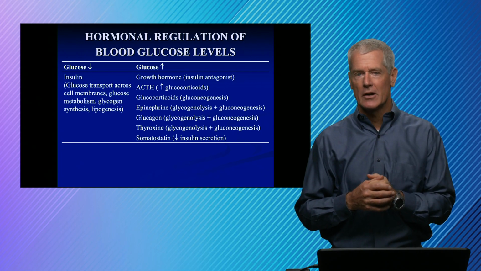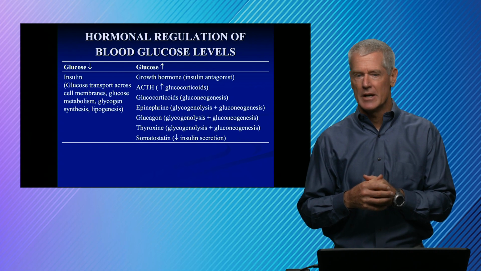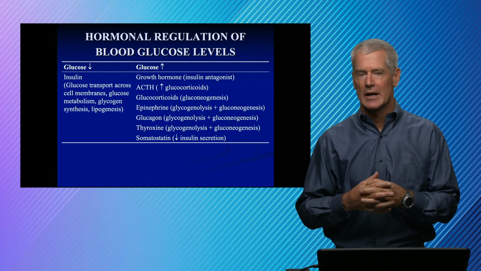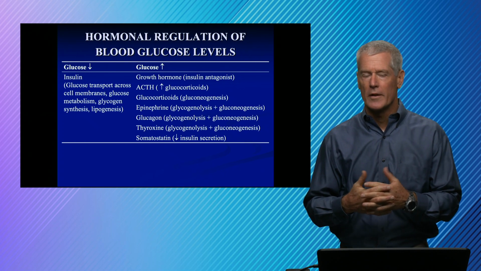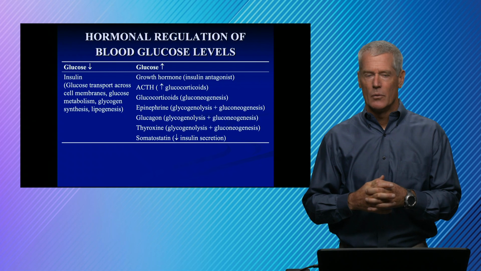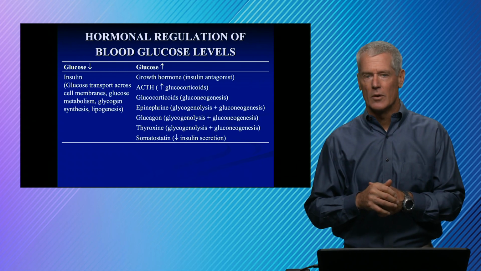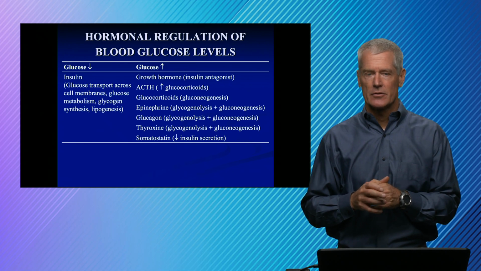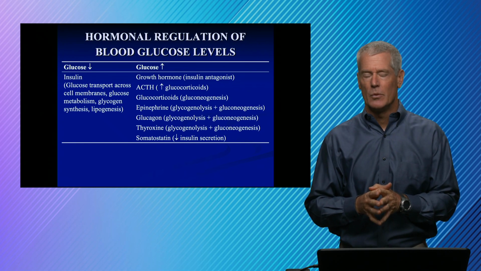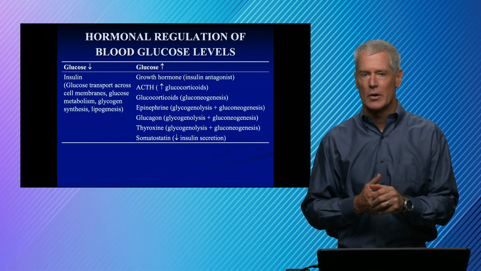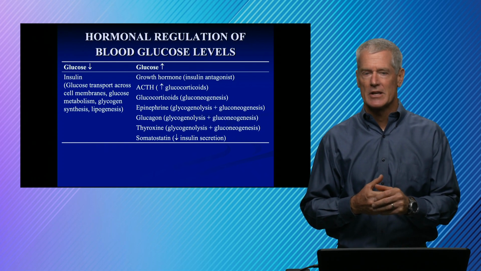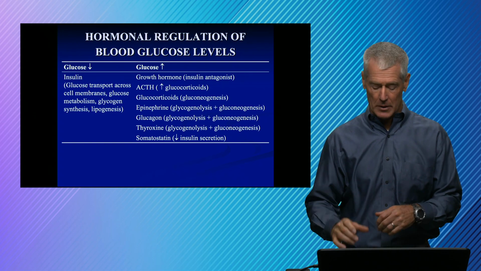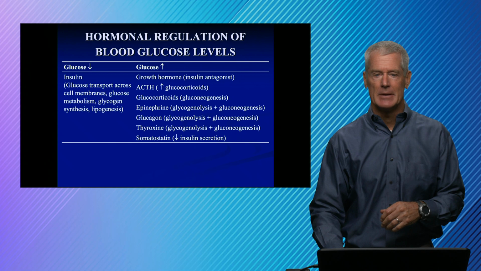Epinephrine works through both glycogenolysis and gluconeogenesis. So does glucagon and thyroxine. So thyroxine is T4. That's what's coming from your thyroid gland, which is eventually converted into the active form T3, which causes both glycogen breakdown and gluconeogenesis. Somatostatin, I think about as an inhibitory secretor, so it basically blocks secretion of a variety of different things, including insulin. So if you block insulin secretion, you get hyperglycemia.